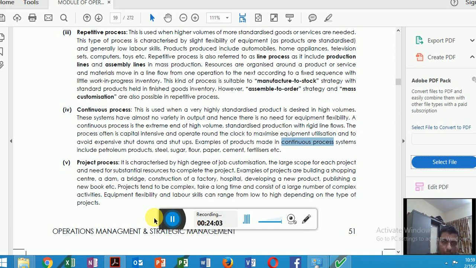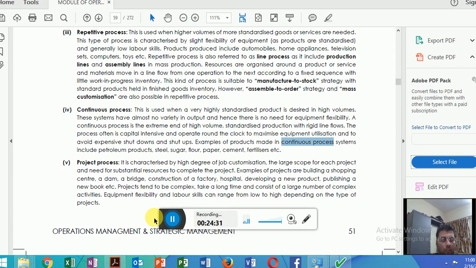The examples of the products which come under this process are sugar, steel, papers, fertilizers, etc. All these products are unique in nature. Their utilization and characteristics are unique. So for making this type of products, the processes should run continuously without any interruption or delay. This is the simple meaning of continuous process.